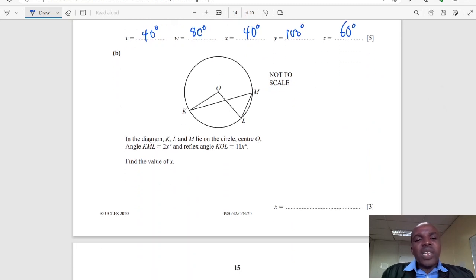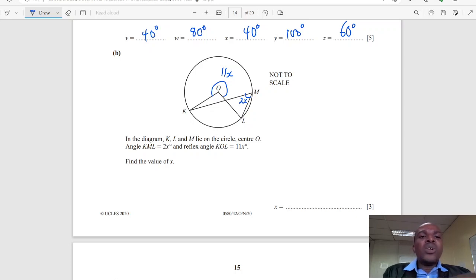Right, then we have this item, part B. In the diagram, K, L and M lie on the circle, center O. Then angle KML is 2x, and reflex KOL is 11x, which means this whole angle is 11x. Then they said find the value of x.